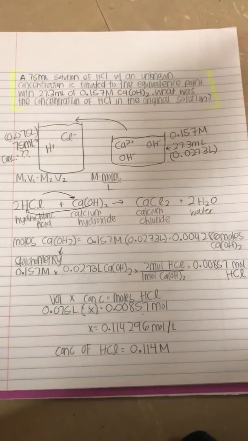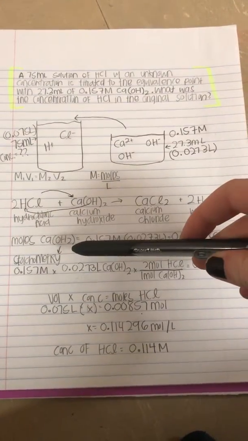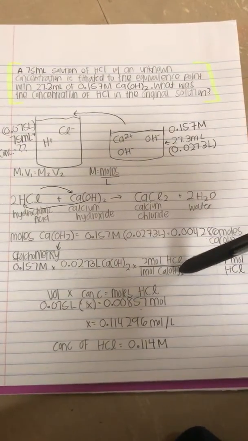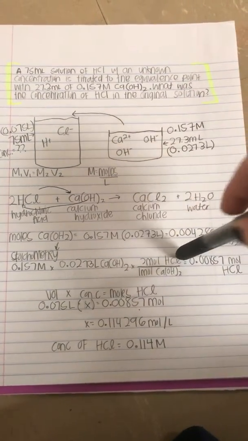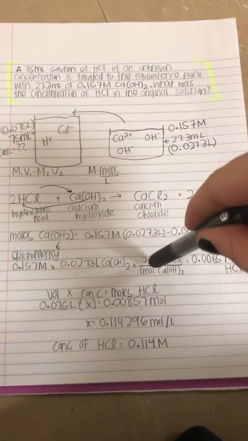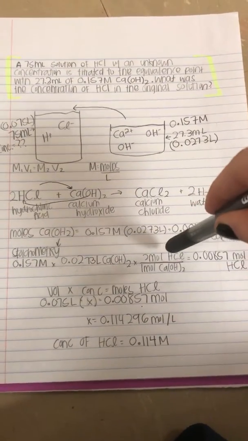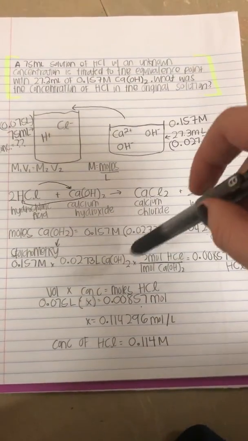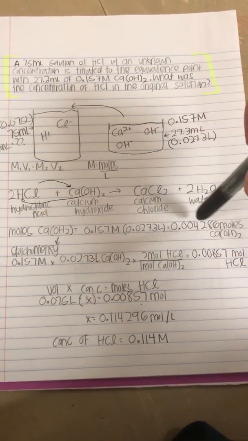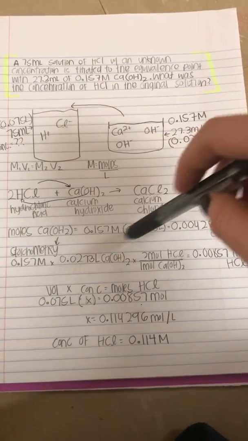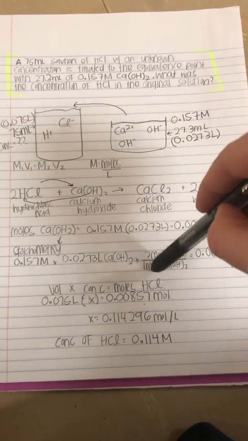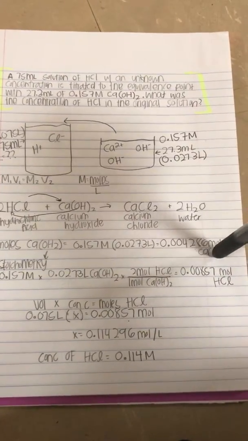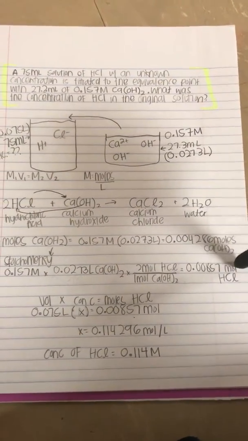So once you have that, all you have to do is set up a stoichiometry equation and use the coefficients from calcium hydroxide and hydrochloric acid and relate them together, because you know for every 1 mole of calcium hydroxide, you're going to have 2 moles of hydrochloric acid. So once you do that, you're using the same equation right here, but you're going to set up stoichiometry, and then from there you get your moles of hydrochloric acid.